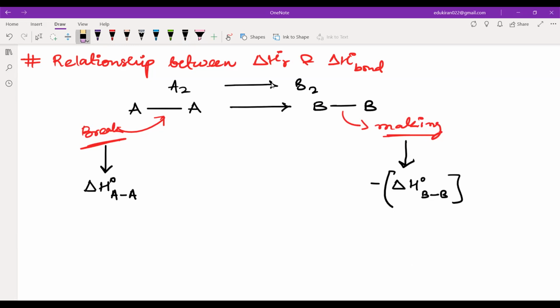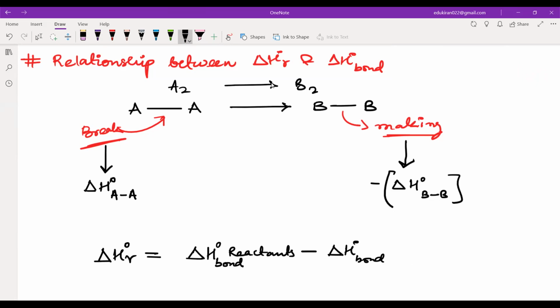So we can generalize this and we can write that for any reaction, the enthalpy of any reaction can be represented in the form of delta H naught, the bond enthalpy of the reactants, minus the bond enthalpy of products.